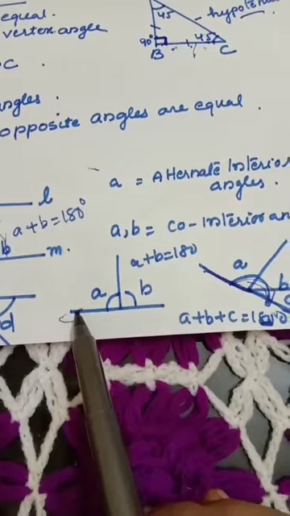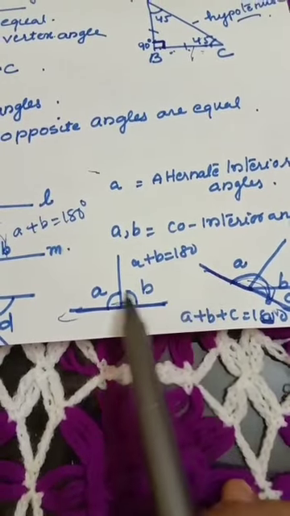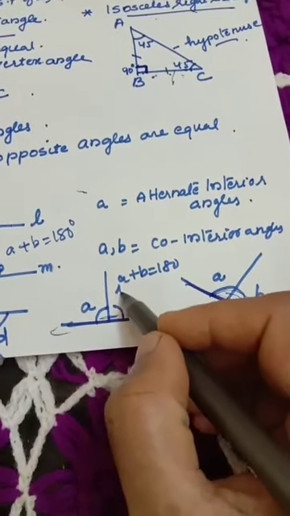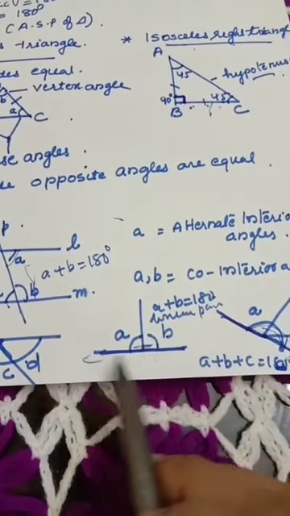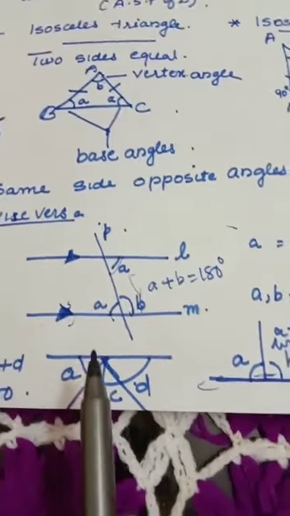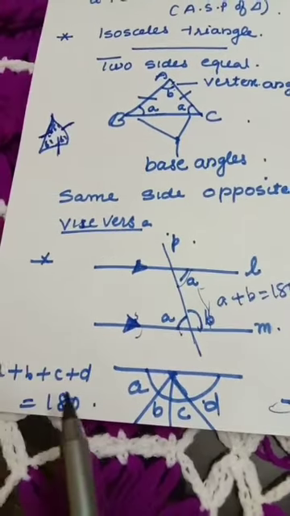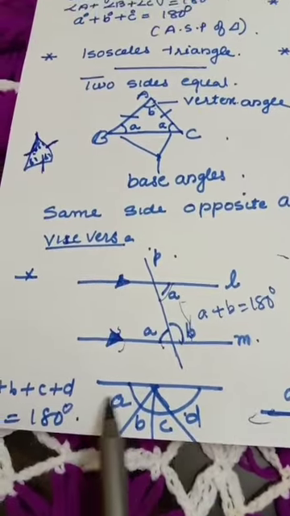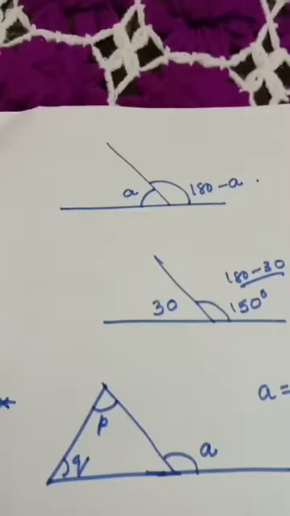Okay. Here also a straight line. Two angles only. A plus B is 180. Two angles only, we call it a linear pair. Otherwise this is a straight angle only. Here, straight line, how many angles? 1, 2, 3, 4. You add 4 angles, you will get 180. That is the rule. Straight line angle is always 180 degrees.